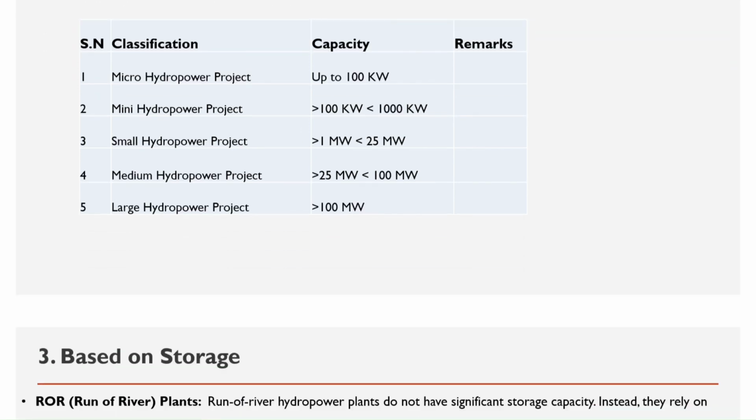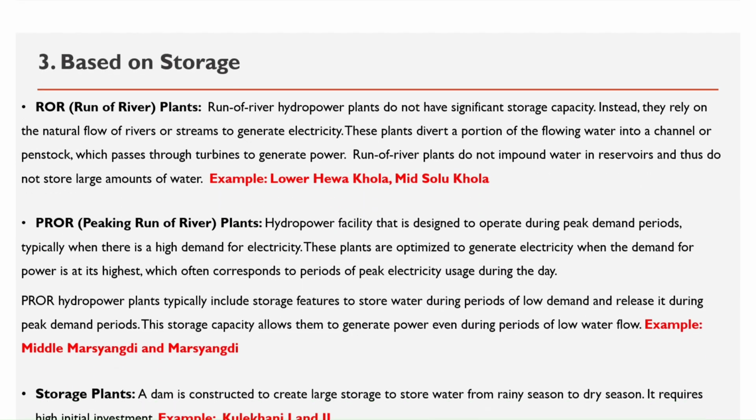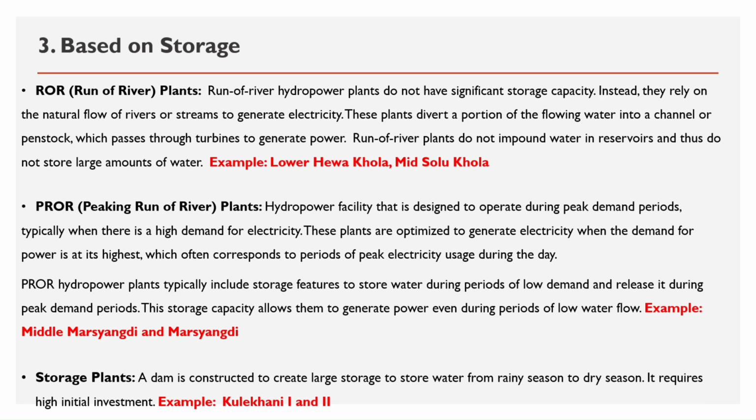3. Based on storage. RoR plants. Run-of-river hydropower plants do not have significant storage capacity. Instead, they rely on the natural flow of rivers or streams to generate electricity. These plants divert a portion of the flowing water into a channel or penstock, which passes through turbines to generate power. Run-of-river plants do not impound water in reservoirs and thus do not store large amounts of water. Example: Lower Modi, Mid-Marsyangdi.